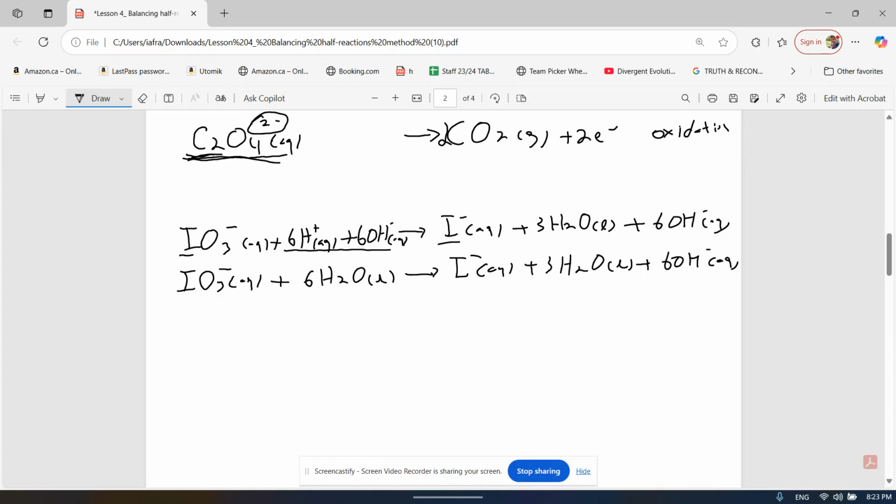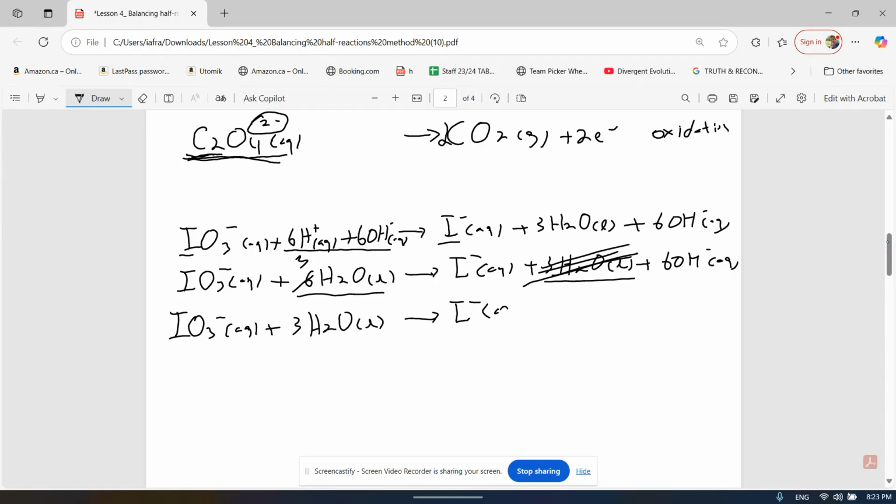And now we're going to cross things out. Since water appears on both sides, we can cancel them out. 3 will be canceled out here, and 3 will be canceled out there to give you 3 left over. So to clean this up, we're going to have IO3- (aq) plus 3H2O liquid produces I- (aq) plus 6OH- (aq). And I'm just going to make this arrow a little bit smaller because I want to save some room for the electron. It's going to be on the left side.